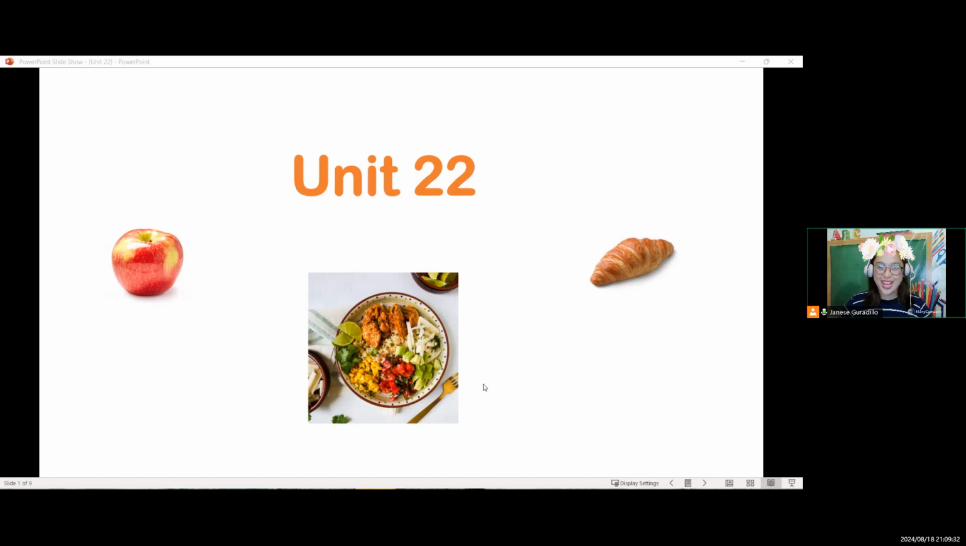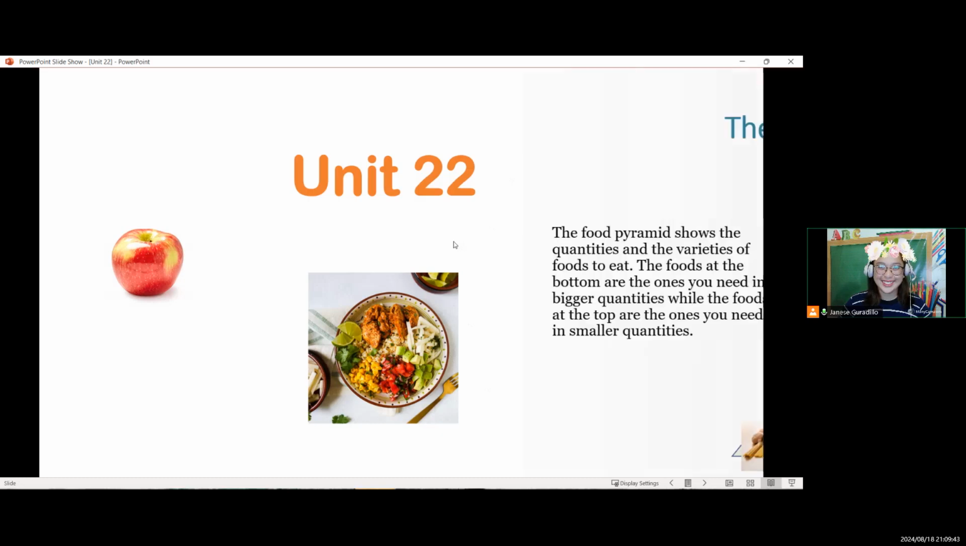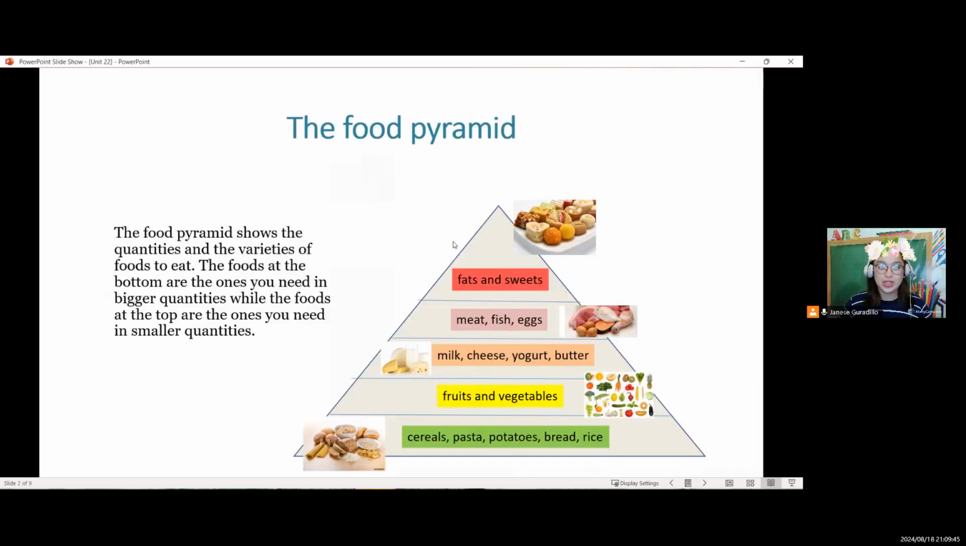I'm teacher Janice, and in today's lesson we will learn Unit 22. And in this lesson, we will learn collocations related to food. Let's begin. Now, look at this. This one is the food pyramid.